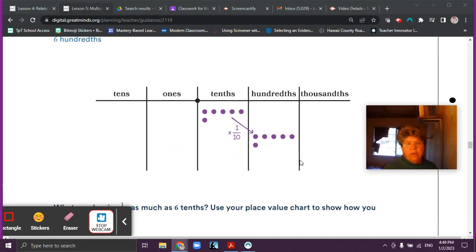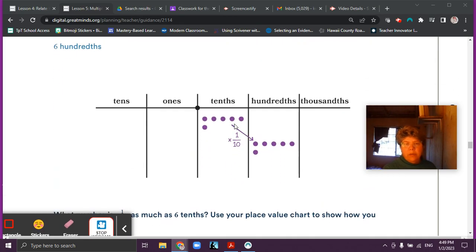Okay. You might have something like this. 1/10 as much. So when we're multiplying by 1/10, we're moving over one place to the right. And now we have 6/100ths, right? Now, what number is 1/100 as much as 6/10? So still starting with your 6/10, but now we're going to 1/100 as much. Go ahead and use your dots and your arrows to show.